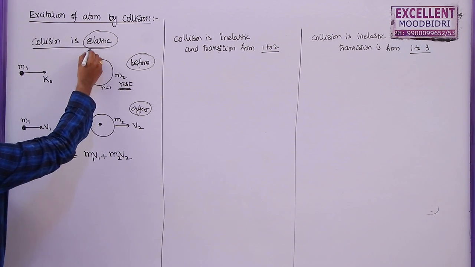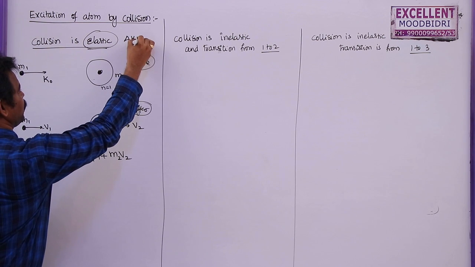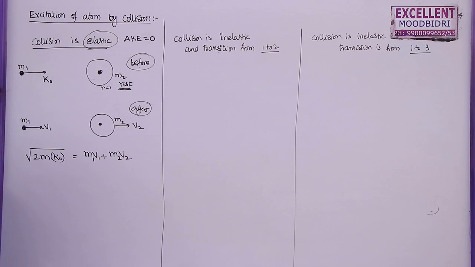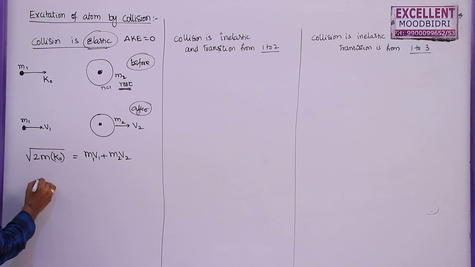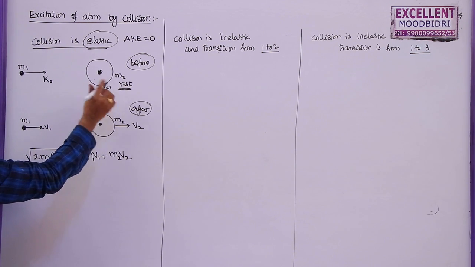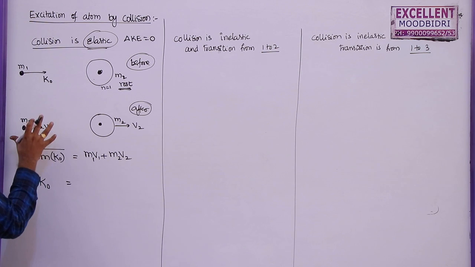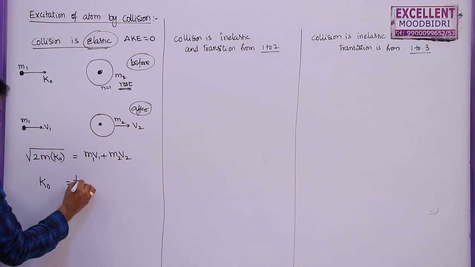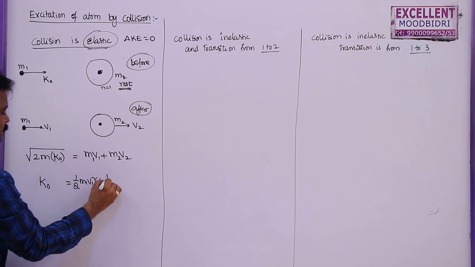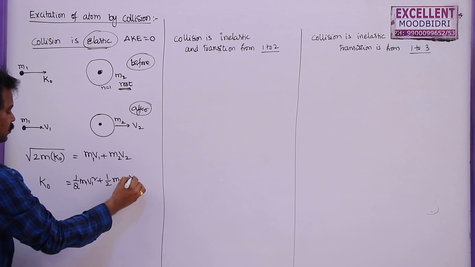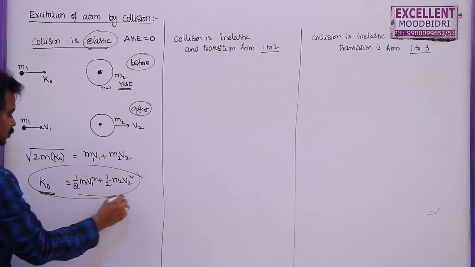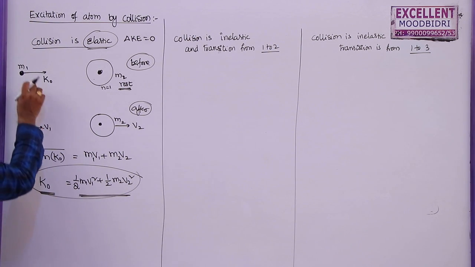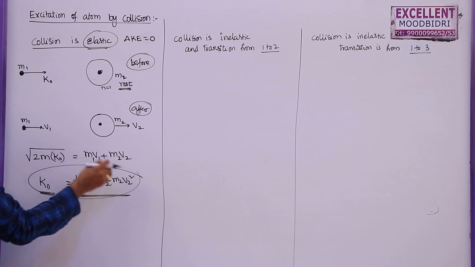But we know that in an elastic collision, the change in kinetic energy, or loss of KE, is 0. That means total kinetic energy before collision must be equal to total kinetic energy after collision. So the kinetic energy before collision is K naught. For this one, as it is at rest, it will be 0. And what is the kinetic energy after collision? Half m1 v1 square plus half m2 v2 square. This is the total kinetic energy before collision, and this is the total kinetic energy of the system after collision. This is the particle kinetic energy, and this is the hydrogen atom kinetic energy.